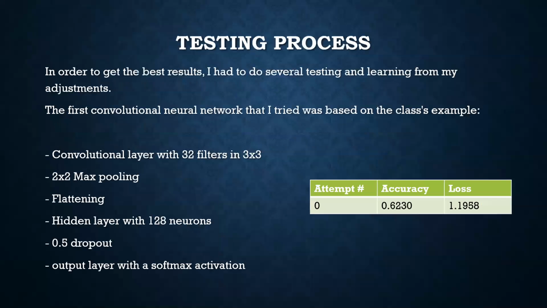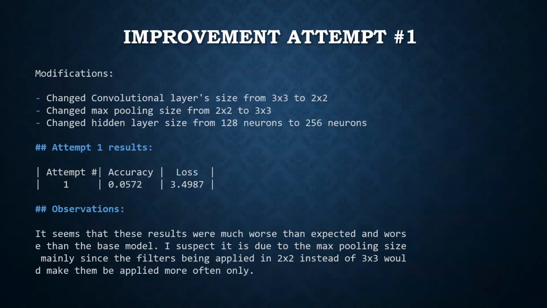So how did my testing go? To start with my testing process, I first began with a neural network that was based on the class's example, which included a convolutional layer with 32 filters, max pooling, flattening, a hidden layer with 128 neurons, a 50% dropout rate, and the output layer with a softmax activation. And this had very poor results. This had a 62% accuracy with a 1.19 loss.